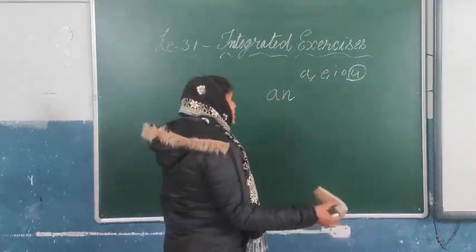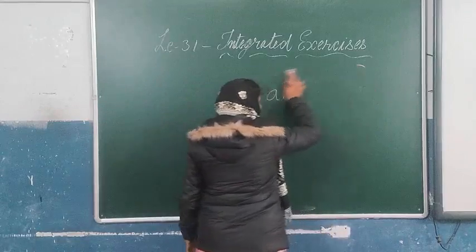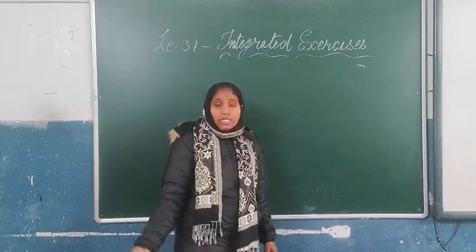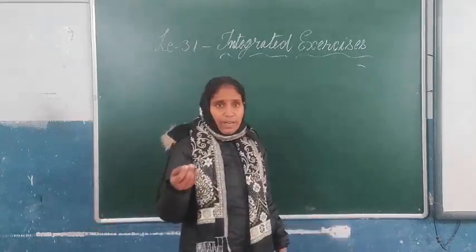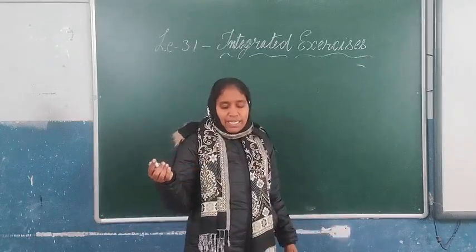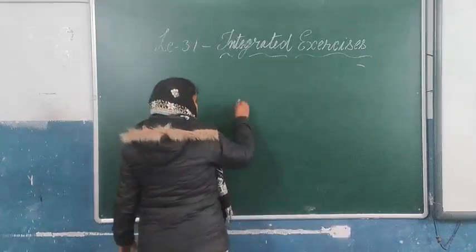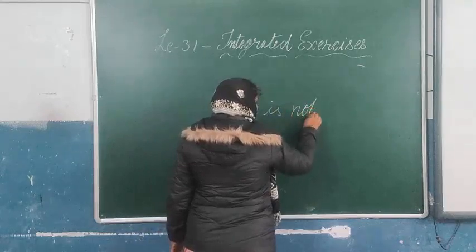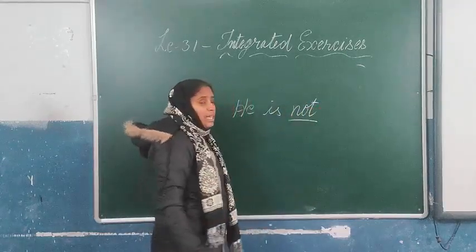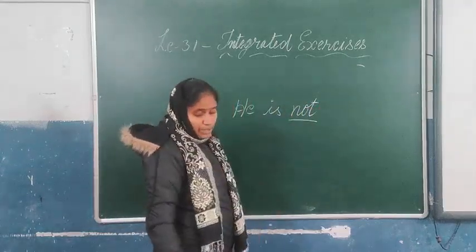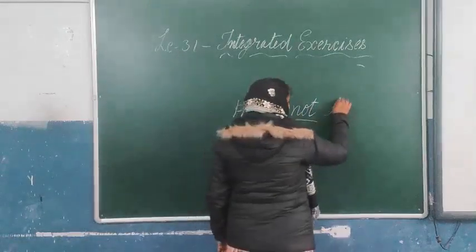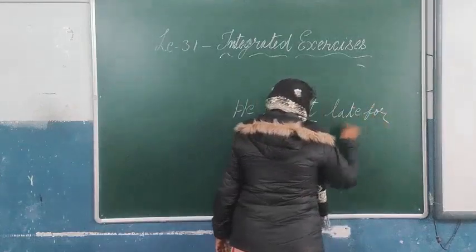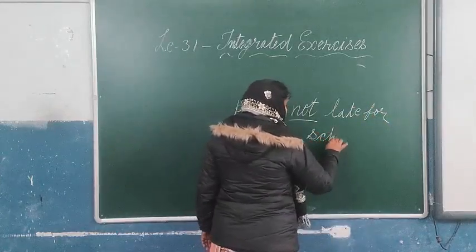The next exercise is about the negative. So negative sentences you have to make. The positive sentences have been given. How will we use the negative? He is late for school. What will you be writing? He is not. Negative is what will be used? Not. So not late for school. He is not late for school.